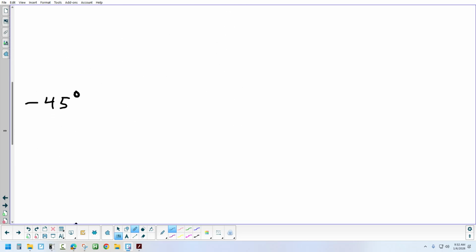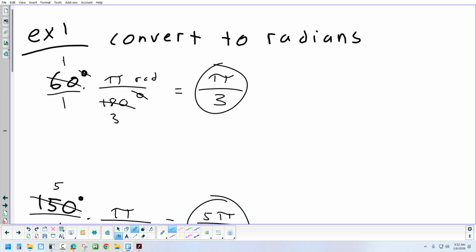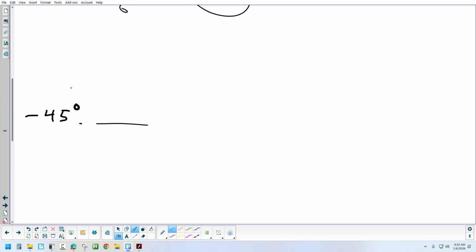Let's try -45. I don't normally write the 1 under it. I know there's a 1 there. If you want to, you can, but it's negative 45 over 1. Okay. Same directions, convert to radians. That means this degree symbol needs to disappear. Madison, where does the degree symbol go to make sure we cancel it out? At the bottom.